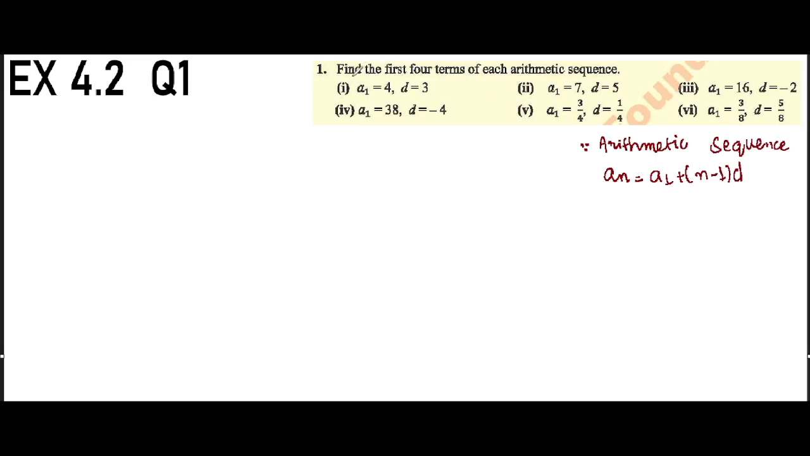What do we have to find? Find the first 4 terms of each arithmetic sequence. So this means that we have to find a1, a2, a3, a4. We are given a1 in all of these parts, so we have to find a2, a3, and a4. So for question number 1, part 1, which is a1 equals 4 and d equals 3, let's solve it. We have to find a2.